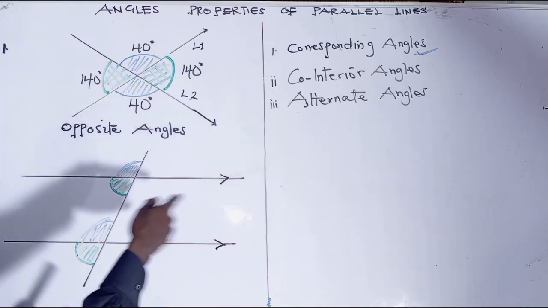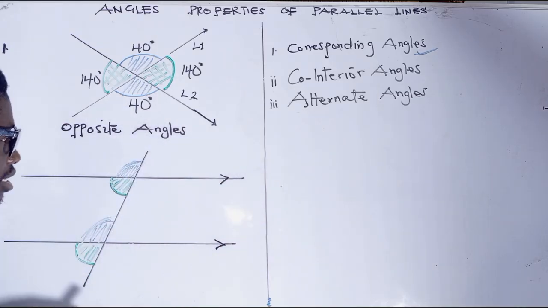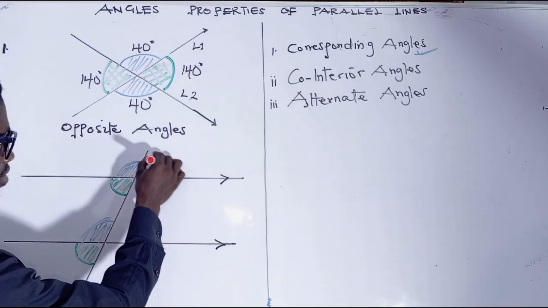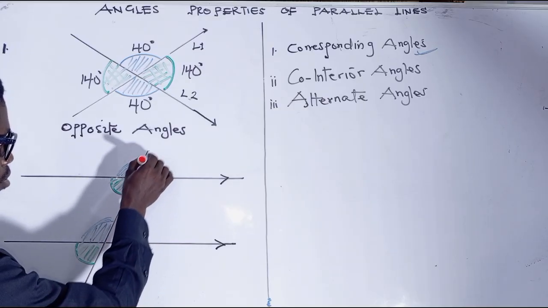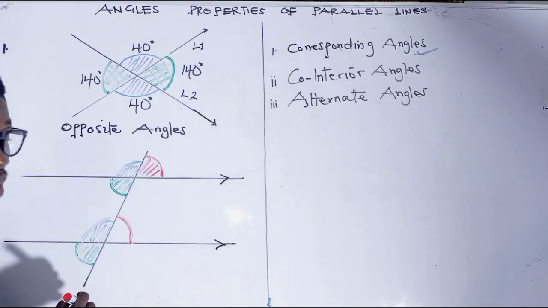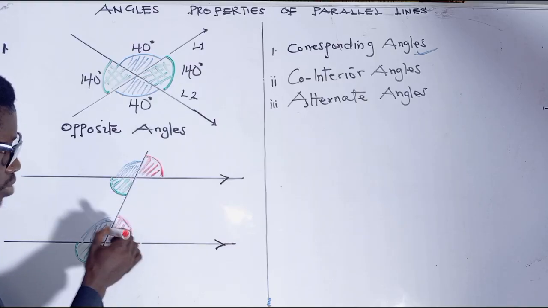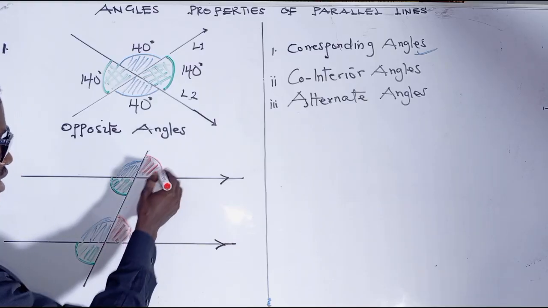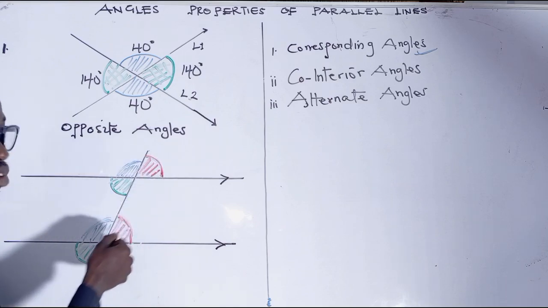Now on the right hand side of the transversal line, this is the transversal line. On this right hand side, the angle on top of the first parallel line corresponds to the angle formed on top of the second parallel line. So you can see that this angle is equal to this angle. So if this angle is, let's say, 100 degrees, then this angle will also be what?